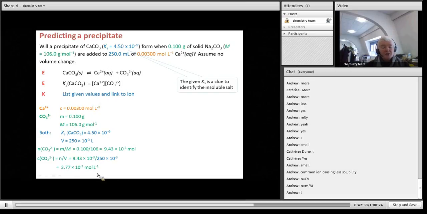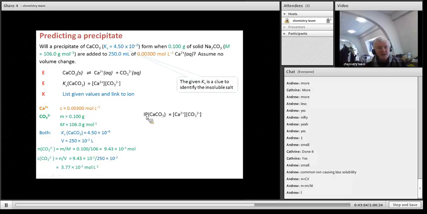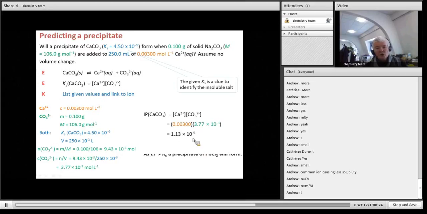So now I just simply calculate the IP, or this could have been Q, does the same thing. So it's identical to the Ks expression, except you don't call it Ks. And so there I plug in my calcium ions, my carbonate ions, multiply them together, and now I compare the 1.13 times 10 to the minus 5 by 4.50 times 10 to the minus 9.